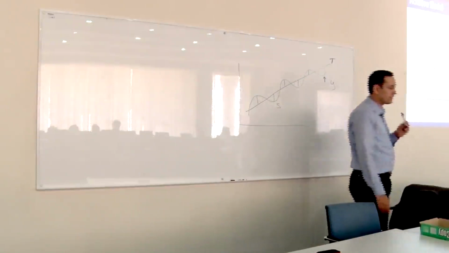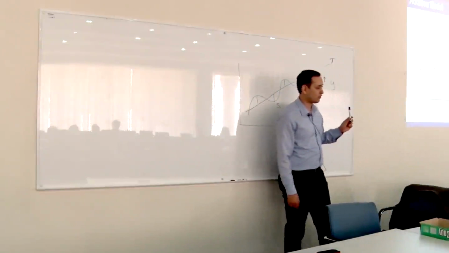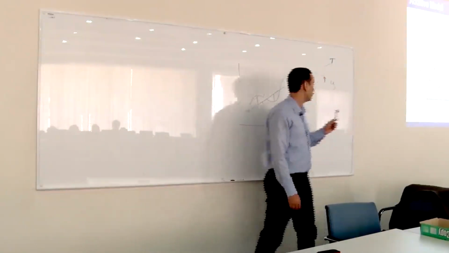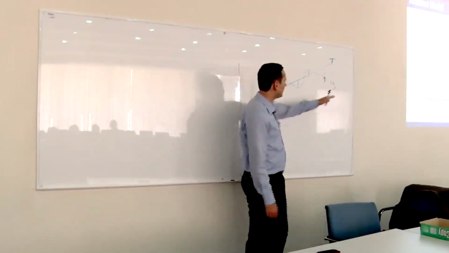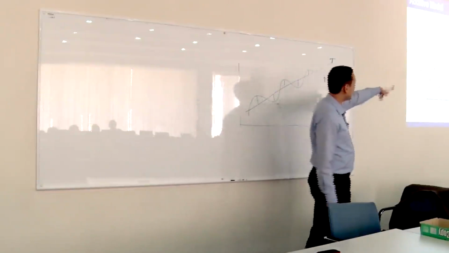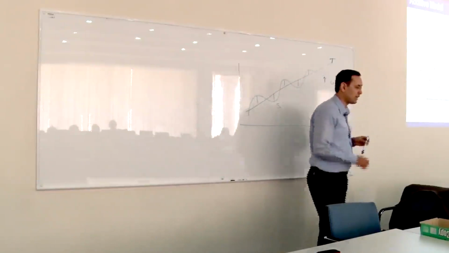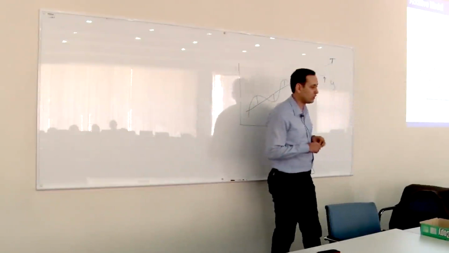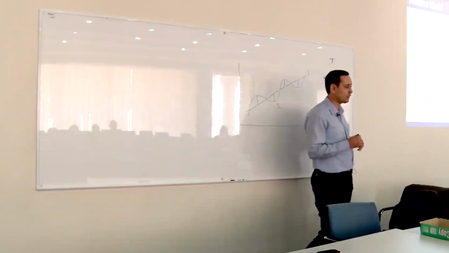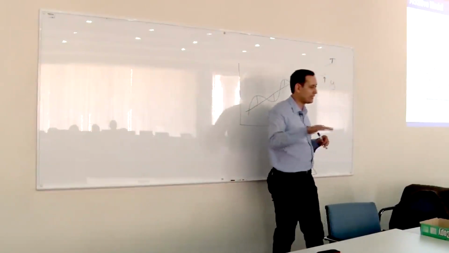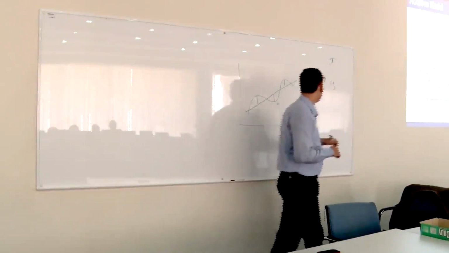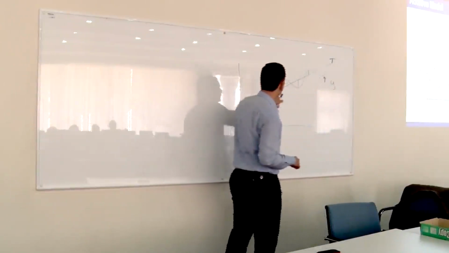Now, this is how it looks. Okay, so this is something that I drew on the board, right? So the blue line is the actual figures. The red line is the trend, and S is the seasonal variations here. These are the seasonal variations.